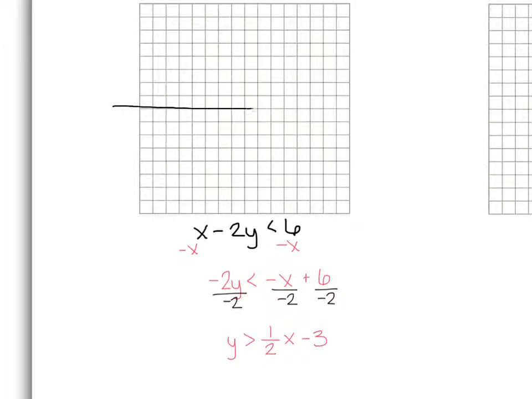Alright, so now it is ready to be graphed. So make your axes. We start our graph at negative 3, right? And where are we going to go from there? Up 1 over 2. Up 1 over 2. We can go opposite. Down 1, left 2.